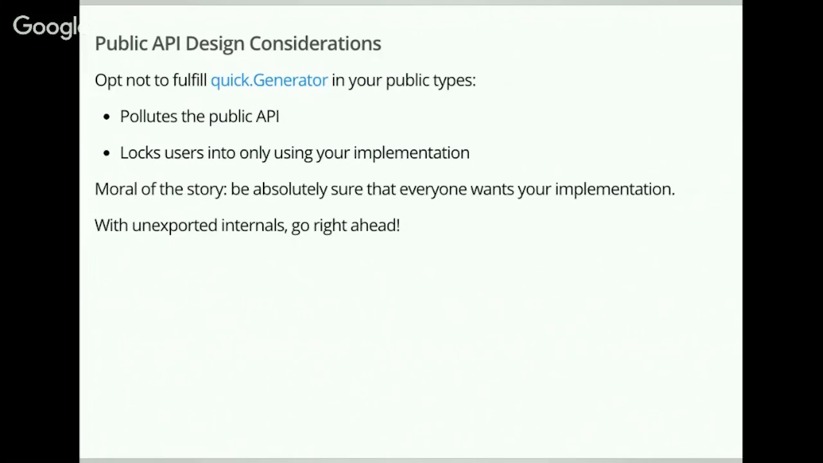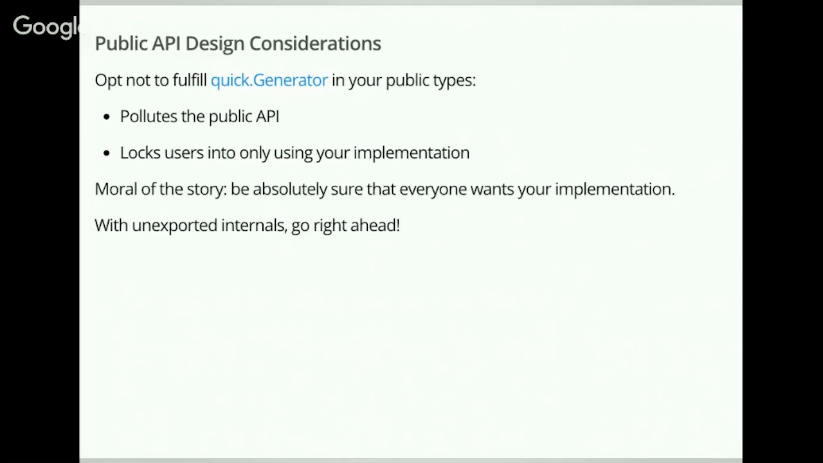Other things too. I mentioned this quick generator interface. I haven't actually ever seen any sort of exported type out there in the wild that implements this. A couple of notes. If I were building a type that's public, I don't think I would publicly implement this interface, partly because it pollutes the API. Number two, if any user wants to ever use quick value or any sort of fuzz testing mechanism, they're locked into the implementation you've provided right there.